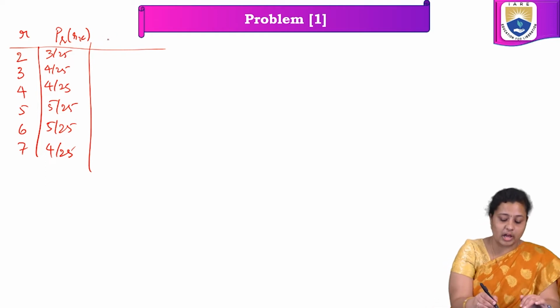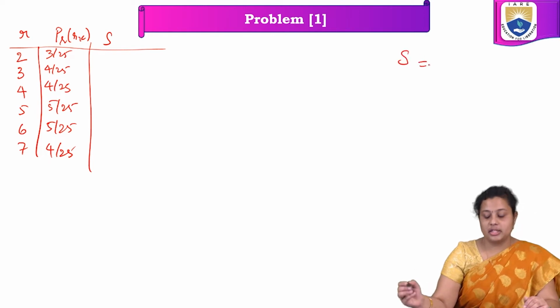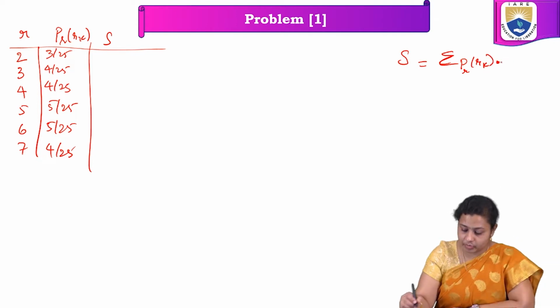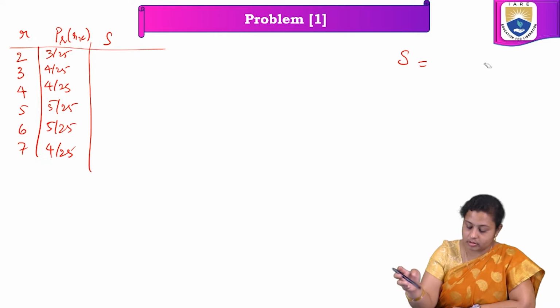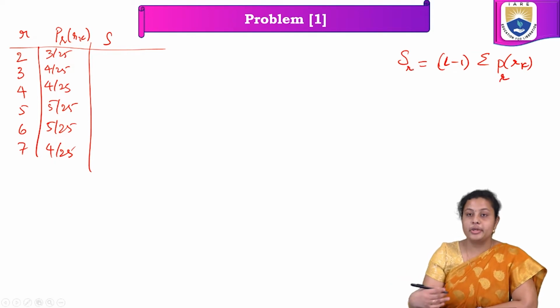We have to calculate the value of s. So what is my s? How do I get my s? I get s as the summation of the probability of r_k, multiplied by (L minus 1). That is, s equals (L minus 1) times the summation of the probability of r_k. Now, how do I do that? I do it step by step.